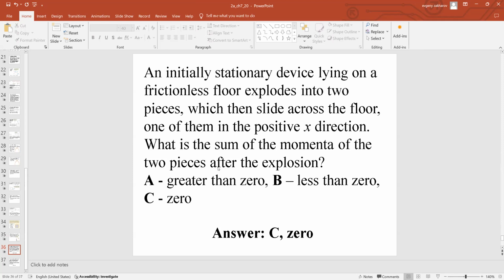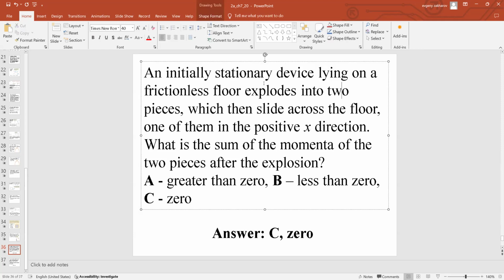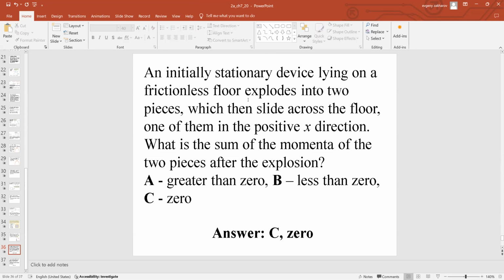Okay, so initially a stationary device explodes into two pieces, one of them in the positive x direction. What is the sum of the momenta of the two pieces after the explosion? Okay, what did we have before the explosion? Well, it was just lying stationary. So what's the velocity? Zero. Mass times velocity, mass times zero gives you zero momentum for the system in the first place.